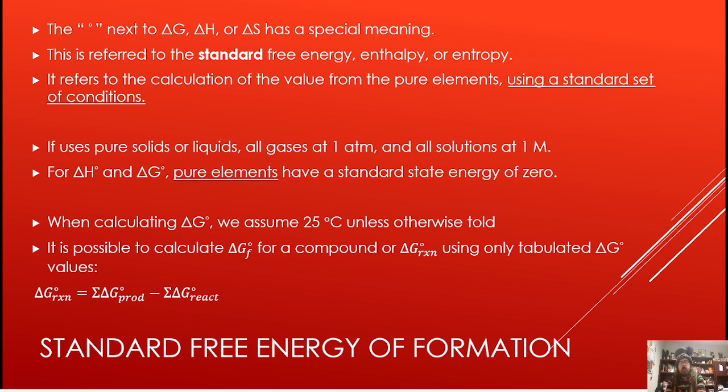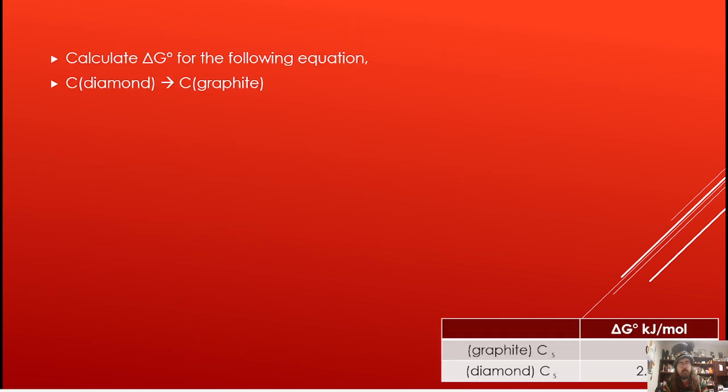And when calculating Gibbs free energy, we're assuming 25 degrees, unless otherwise told. But it's possible to have a delta G of formation for individual compound, or use delta G of reaction using only tabulated delta G values if it's at 25 degrees. So it's possible to do this real quick. I'm not even going to really set this up.